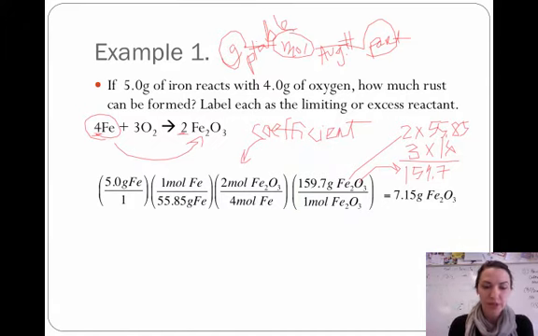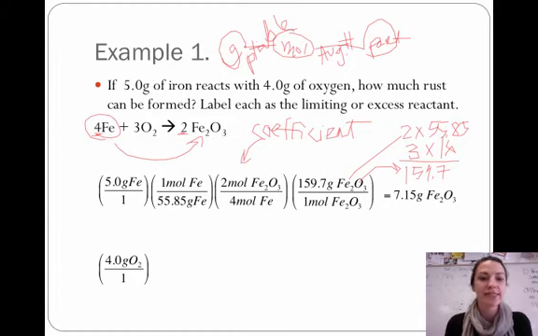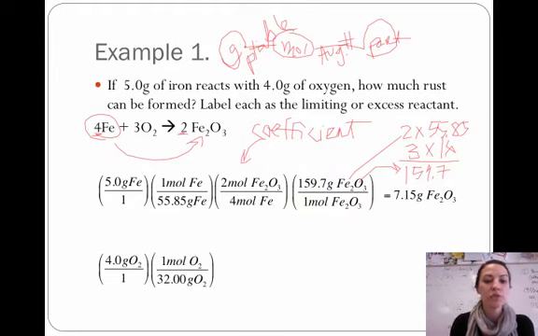Now we're going to do the same process, but we're starting with our 4 grams of oxygen, so you'll see how they match up. We start with 4 grams of oxygen. Remember, it's O2 because it's diatomic. We go from that into moles, so 32 grams of oxygen to 1 mole. Then again, look at our equation. I'm going to do a box around it this time: 3 moles of oxygen for every 2 moles of rust. That's our mole ratio we're going to use.